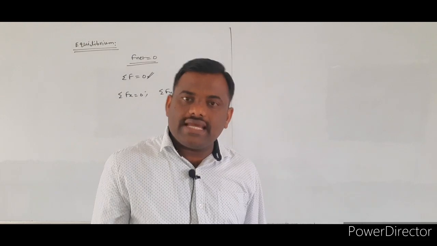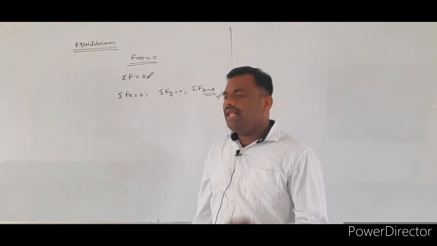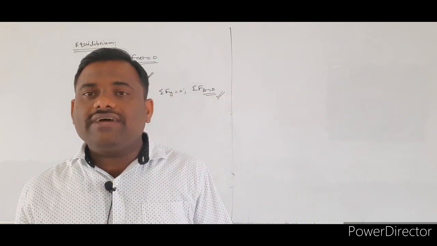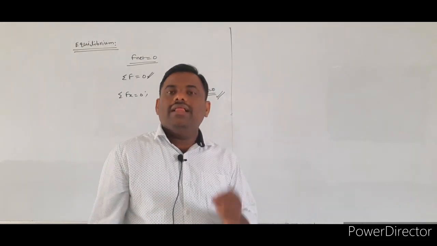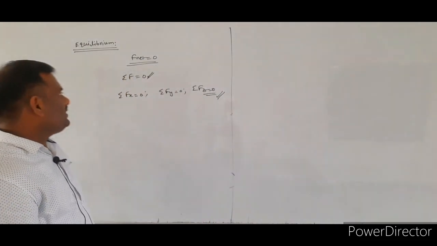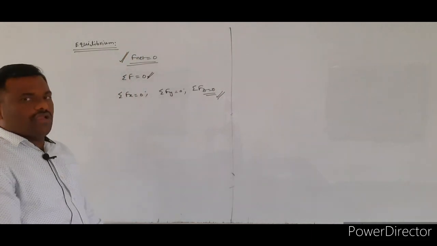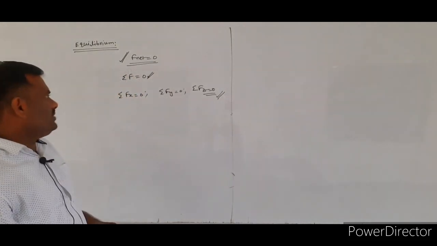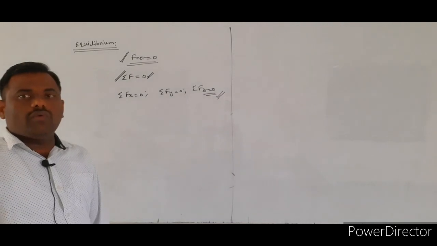Then only we will say the object is in the state of equilibrium. Once again, how can we define the state of equilibrium? Whenever a body is said to be in the state of equilibrium, the net force acting on the given object is equal to 0. The net force acting on the given object is also represented as sigma F is equal to 0.